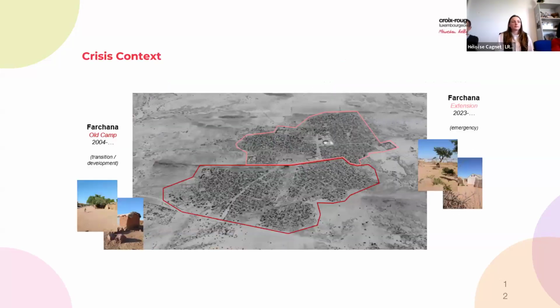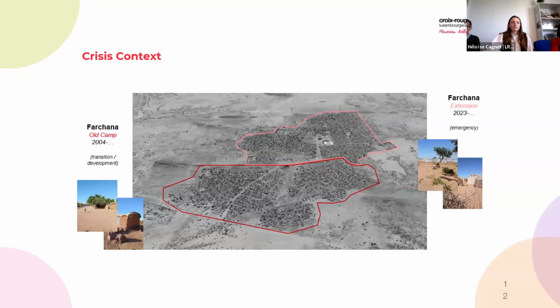So just to give you a visual idea of what I was talking about, Farshana has what they call the old camp, so the initial area that has been growing since 2003, 2004. In this area, the shelters have undergone what we call villagization. I think that's how you pronounce it in English, meaning that this part is now resembling the nearby Farshana village, the Chadian village, and people are expected to stay there in this context of protracted crisis.